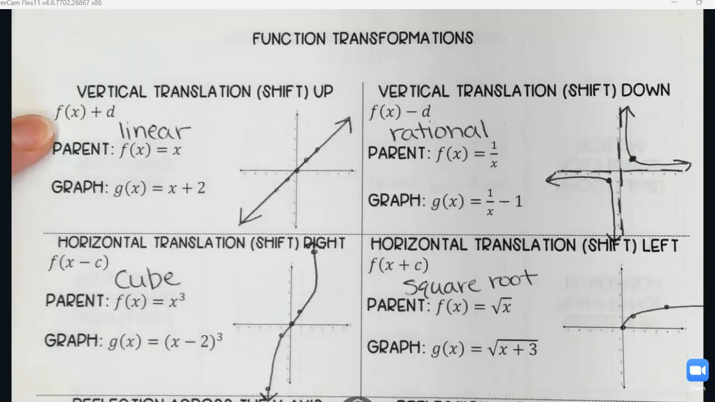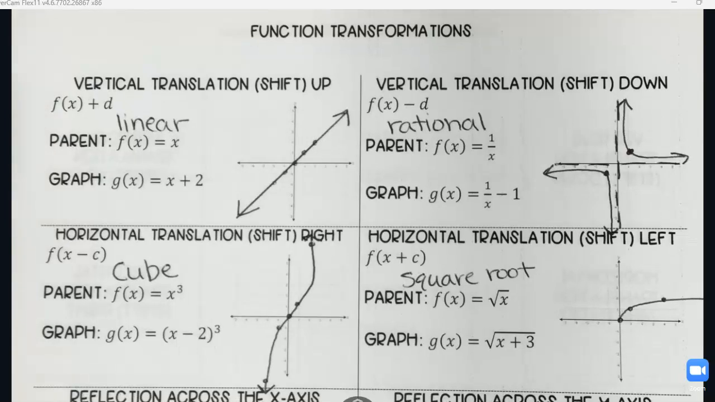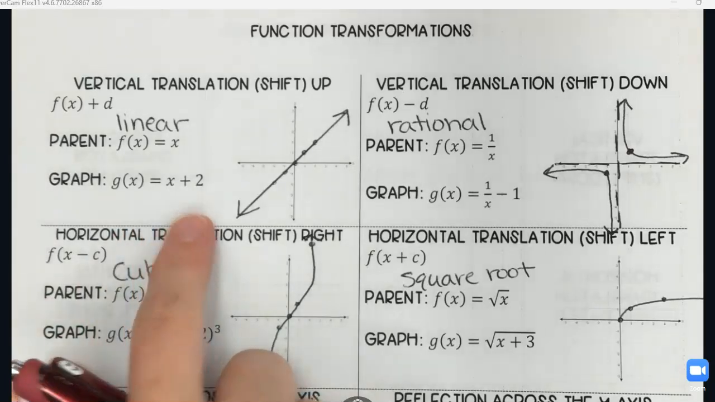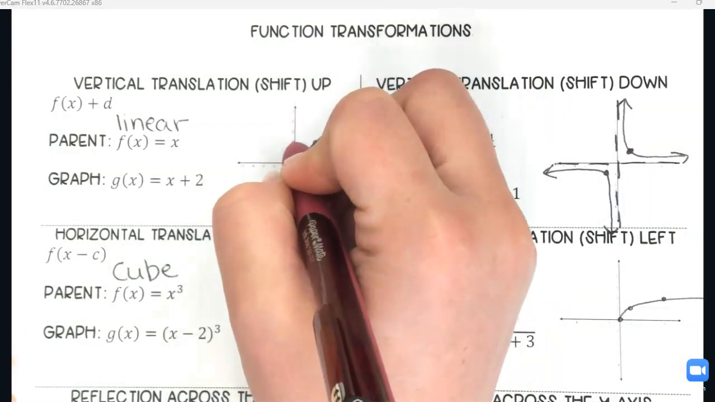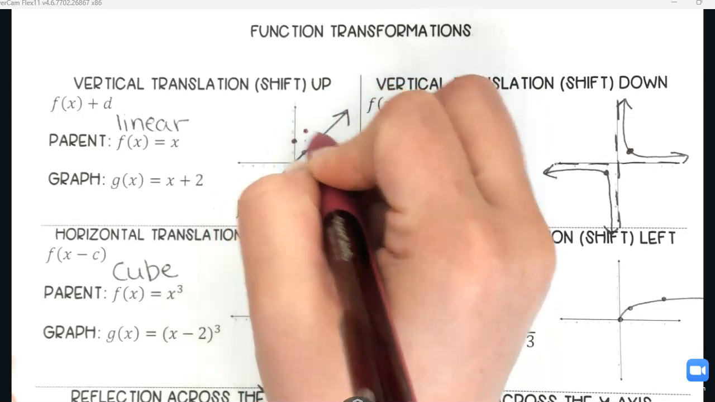When I take my function and add a number on the outside, outside my parentheses, outside my absolute value symbol, outside of my radical, that is indicating a shift up. So if I have x plus 2, that means I'm going to take each of these points that was on my parent graph and shift them up 2 units.